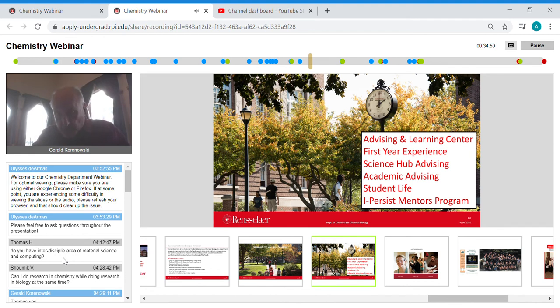Then there's the academic student life. Student life is, again, very much tied in to both the Advising and Learning Center and the first year experience. These are people who are involved in all aspects of your time at Rensselaer. So they know how to help you integrate the whole experience together, from academic to off-academic issues. And then we have two different types of advising.